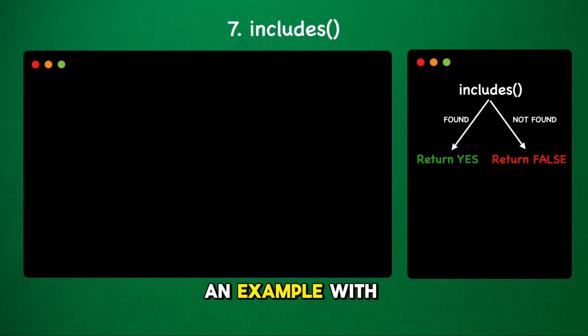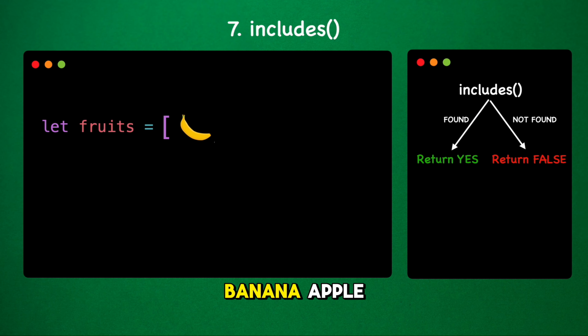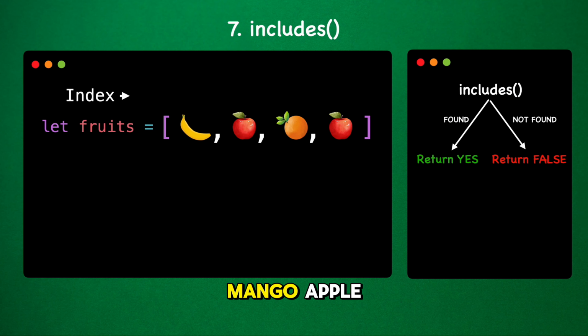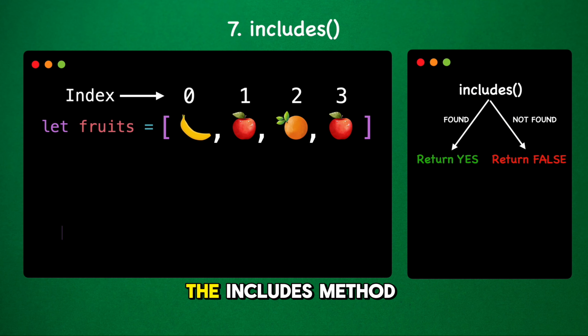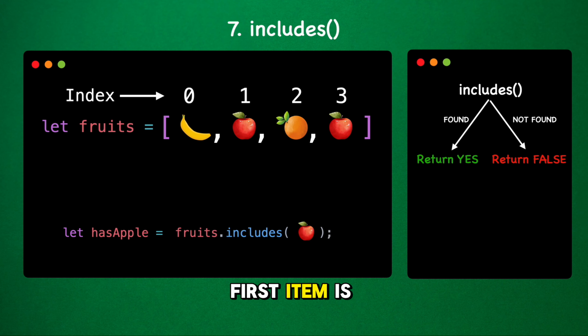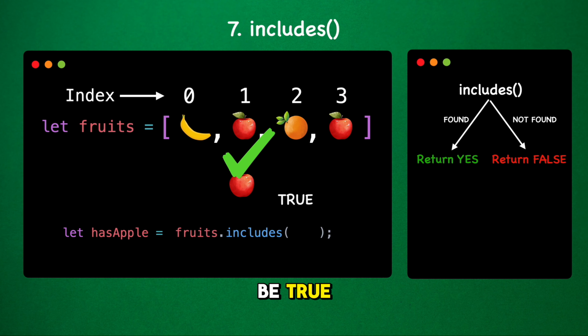Let's look at an example with a list of fruits: banana, apple, mango, apple. If you want to know if apple is in the list, you would use the includes method like this. First item is apple. So move on to the next one. Since apple is indeed in the list of fruits, hasApple will be true. And there you have it, 7 methods to help you search through arrays like a pro.